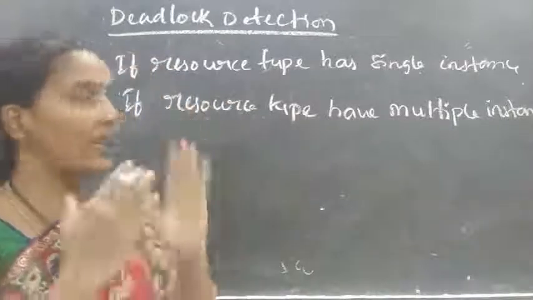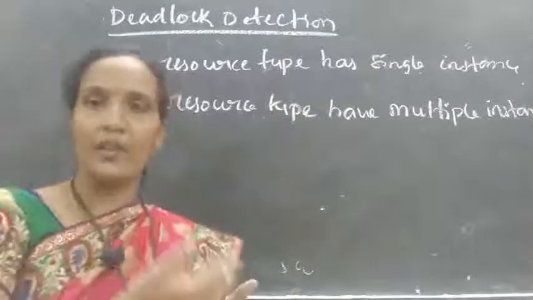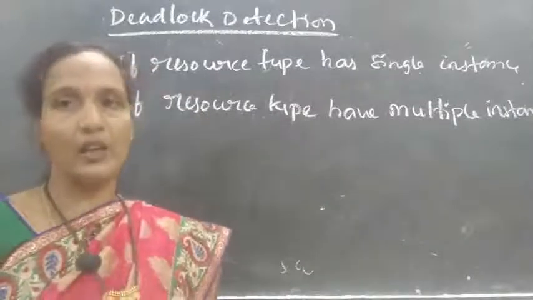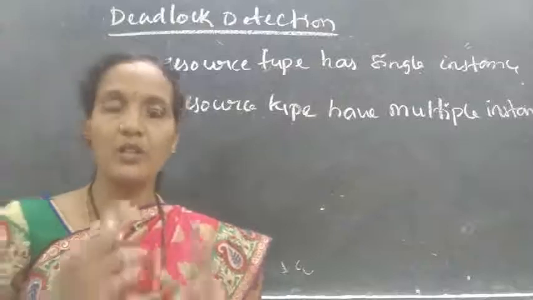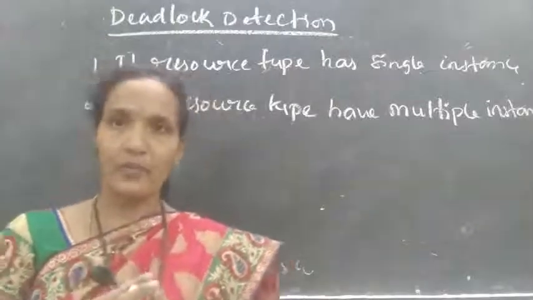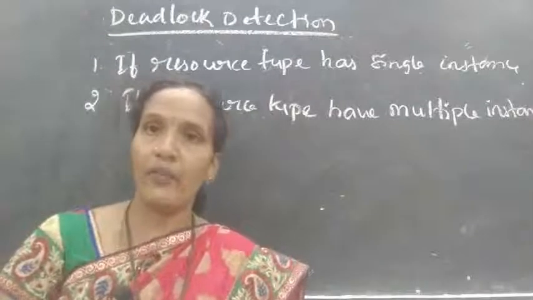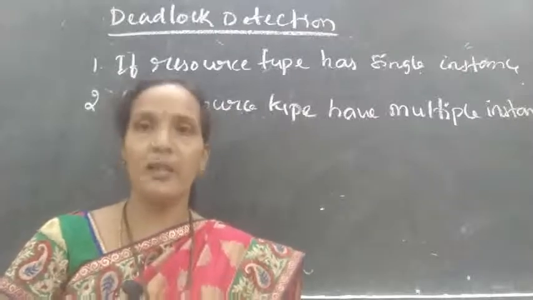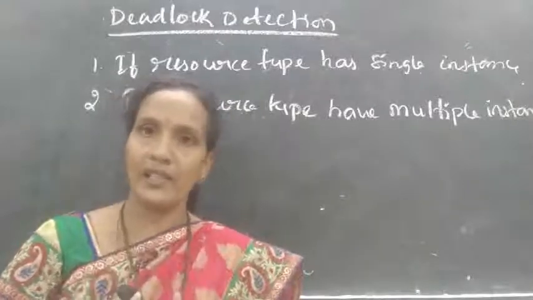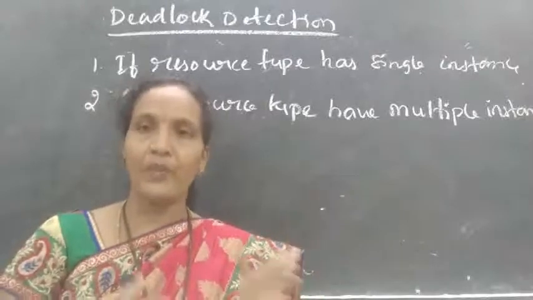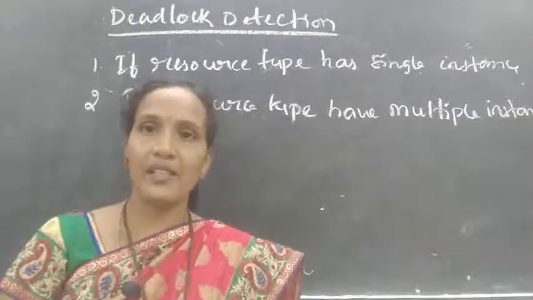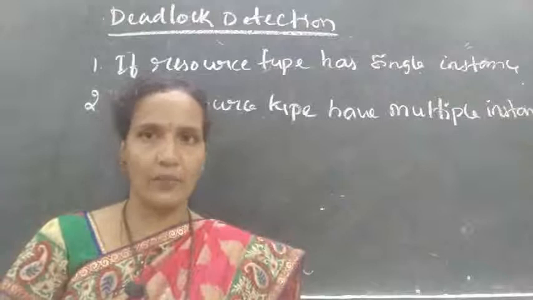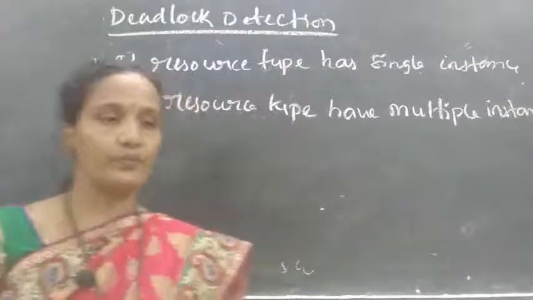So if you have a single instance, we'll use one method. If you have multiple instances, we'll use another method. Understood? So there are two cases where you can define a deadlock detection algorithm. If the resource type has a single instance, we'll use one method; if it has multiple instances, we'll use another. Okay, you write this down too.